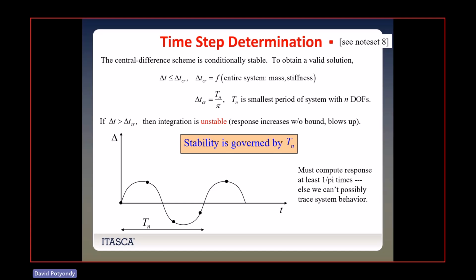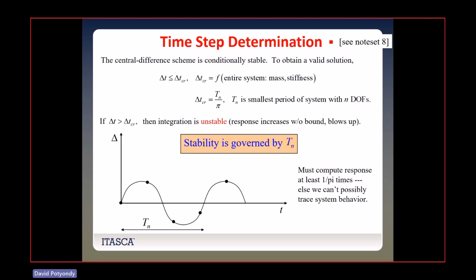Think about we want to take snapshots of where everybody is at every time step. Well, we have that guy that's shaking really fast. We have to take about 3 or 4 time steps while he shakes from one side to the other. Otherwise, we're going to miss his motion completely.